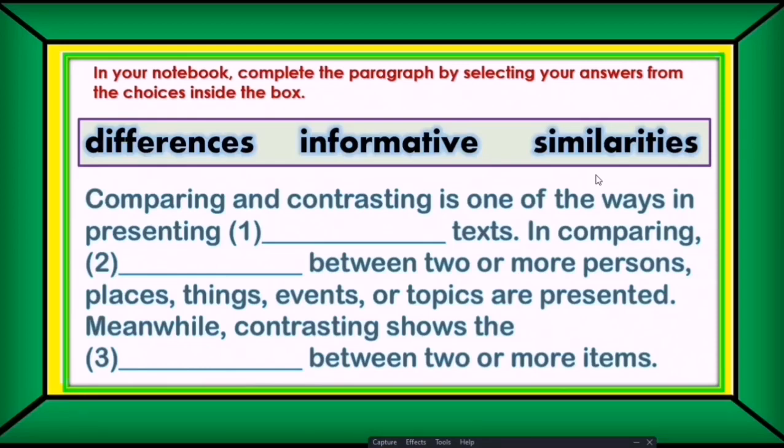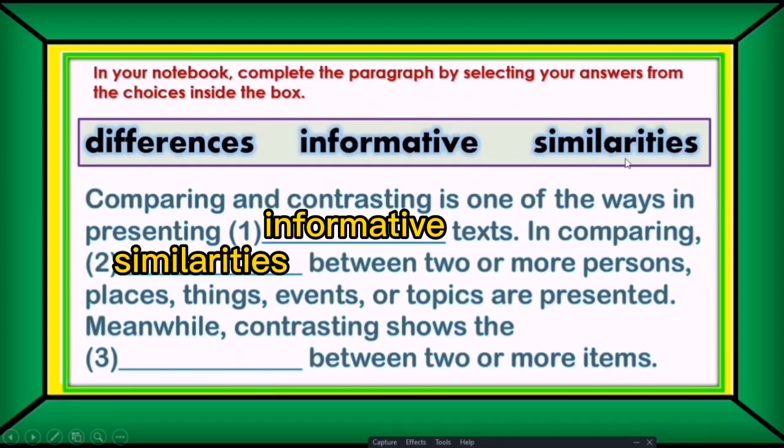So let us answer now. For number 1, comparing and contrasting is one of the ways in presenting blank. What is your answer? Okay, if your answer is informative text, you're right. In comparing blank between two or more persons, places, things, events, or topics are presented. So, what is your answer here? It should be similarities. Good. And the third one, meanwhile, contrasting shows the blank between two or more items. If your answer is differences, you're right.